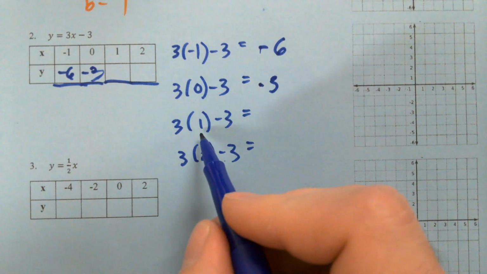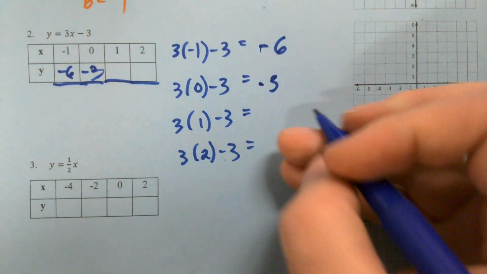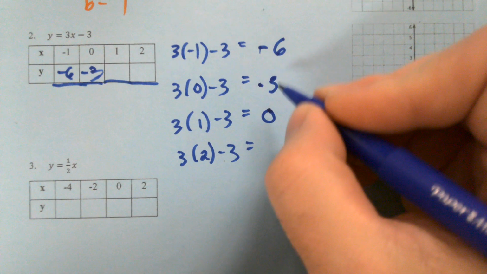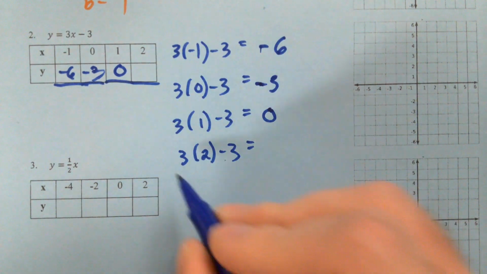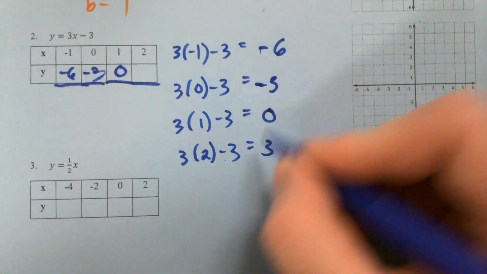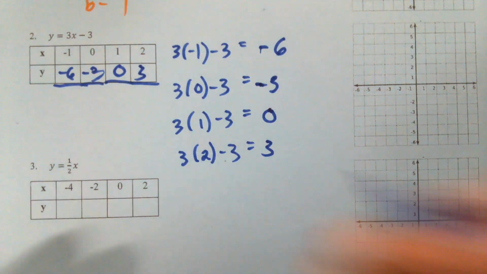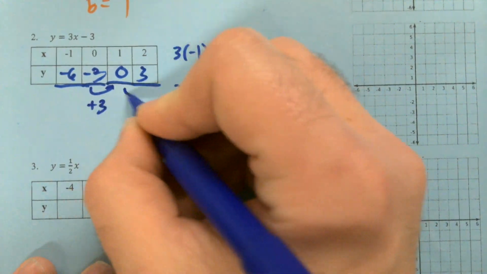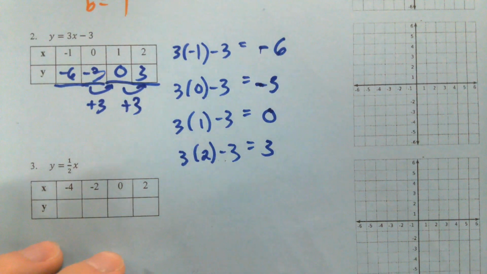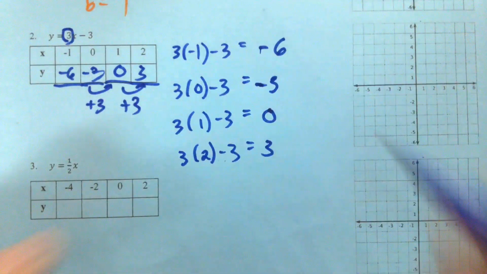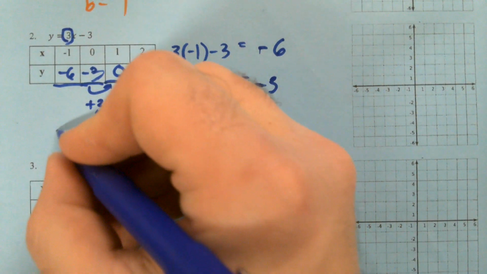3 times 1 is 3. What is 3 minus 3, though? 0. And 3 times 2 is 6. 6 minus 3 gives us 3. Again, we see that we're doing plus 3 each time on our table, which makes sense because our slope here is 3.